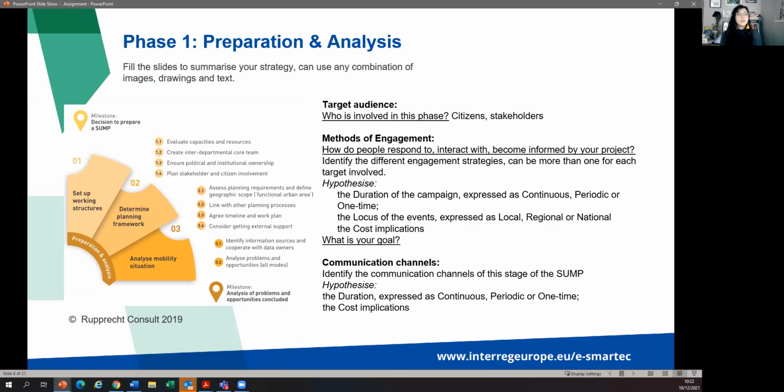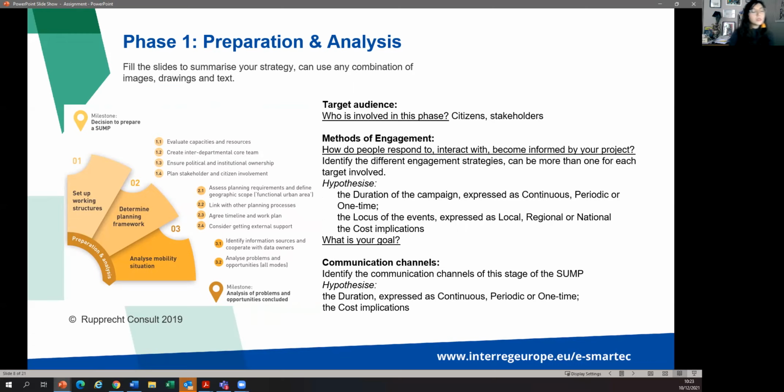So the goal is, on the one hand, to inform about the process. You are going to set up some working structures, to make some decisions, so to inform about this, to start the relationship. And then on the other hand, it is also to gather information for the analysis, to understand the current needs. So these are the 2 things that you should have in mind when selecting the different engagement methods.